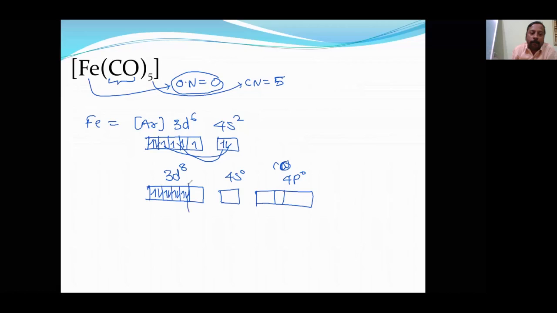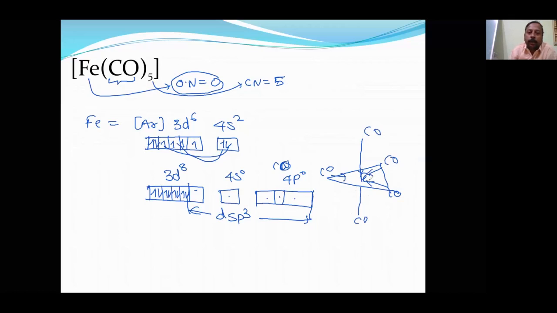Now we should count 5 because the coordination number is 5: 1 2 3 4 5. The hybridization will be dsp3. Once it is dsp3, it will be trigonal bipyramidal. Fe with CO, CO, CO, CO and CO. These are all coordinate covalent bonds. Is that clear to all of you now? As for the magnetic nature, it will be diamagnetic.